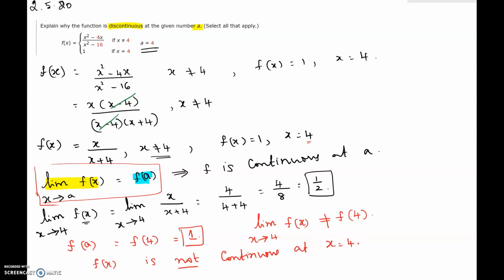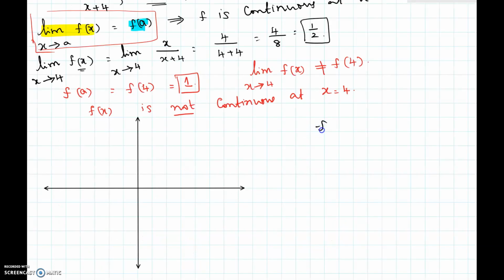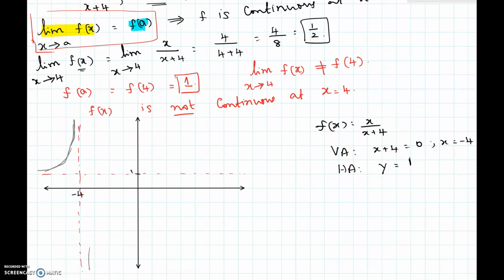Now the question is also asking us to graph the function. So we are going to graph it. So f of x equal to x over x plus 4, after we reduce, has a vertical asymptote when the denominator becomes 0. So the vertical asymptote is x plus 4 equal to 0, which means x equals negative 4. The horizontal asymptote is given by the leading coefficient of the numerator over the leading coefficient of the denominator, which will be y equal to 1.